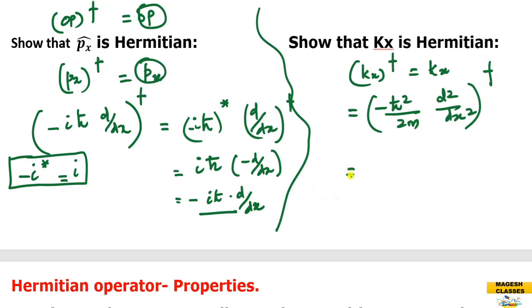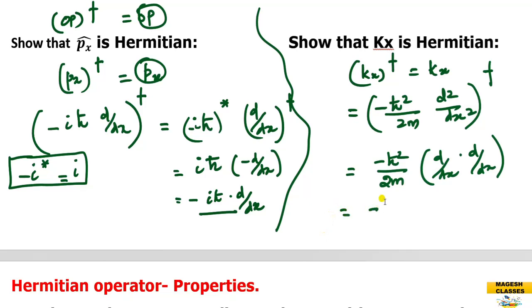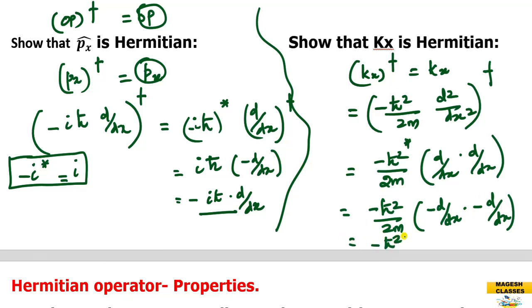Okay. So this is equal to the constant values moving away, to minus ħ squared by 2m, d by dx into d by dx. This value does not change, it is constant. Here it is minus d by dx into minus d by dx, so d by dx equal to minus 1. So this is equal to minus ħ squared by 2m into d squared by dx squared. The same value comes after kx. So the kx is Hermitian. In this way, the Hermitian adjoint is used to find out whether the operator is Hermitian or not.